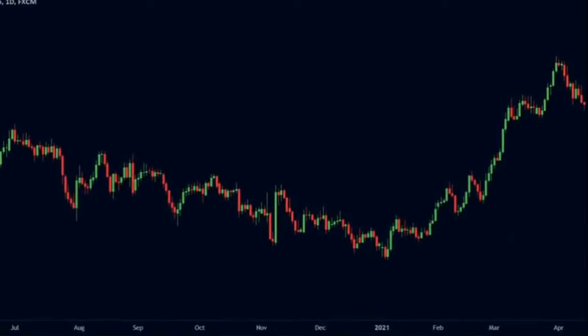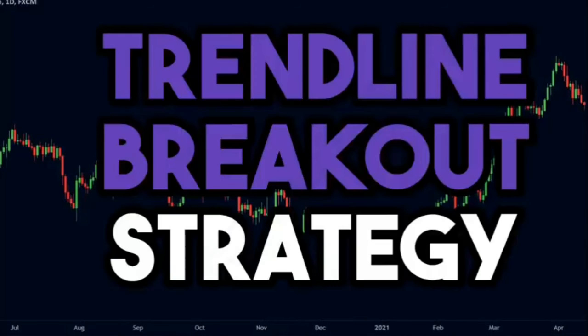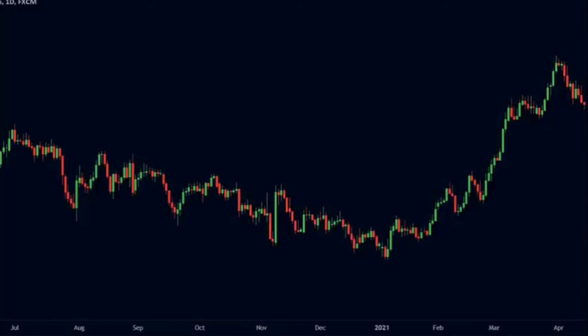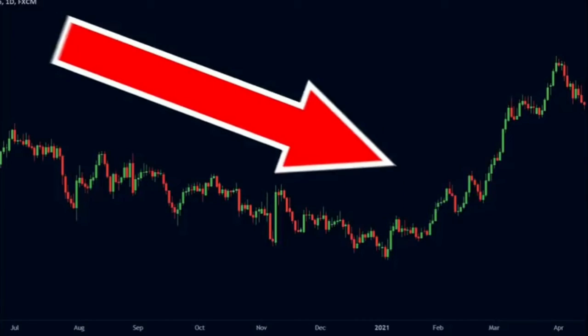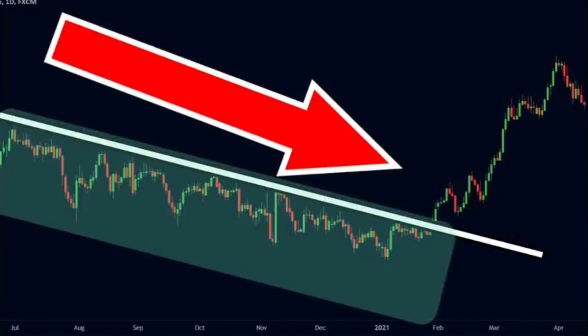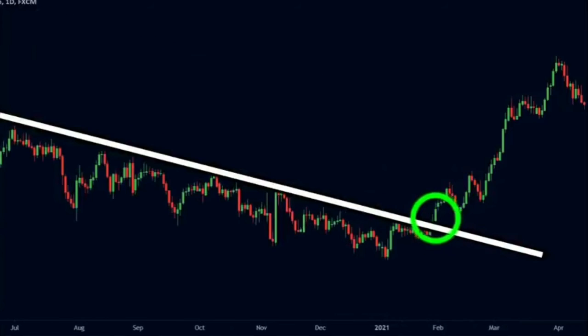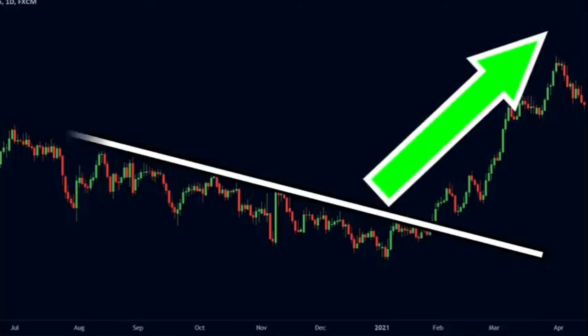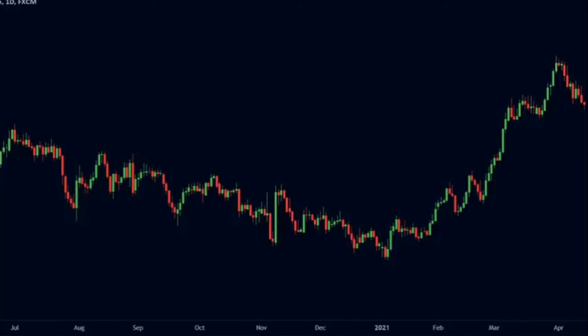This brings us to the second strategy, that is the trendline breakout strategy. When the price is trending in one direction, it will never break its trend line. But when the price does break the trend line, it can indicate a strong reversal. If we catch the breakout of the trend line, we can virtually ride the next trend.